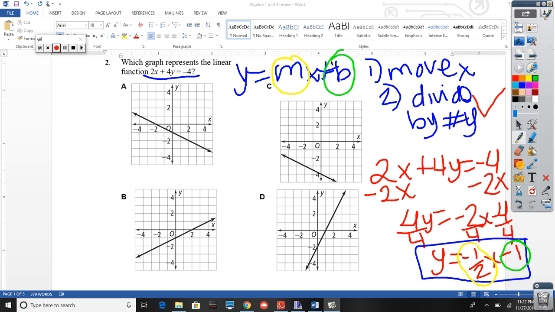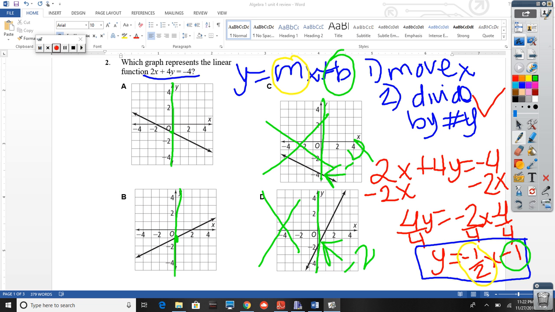Now I need to look at these graphs, and first I'm going to look at the green part. I need a dot on the y-axis that is on negative 1. I have two graphs that are doing that. This one's at negative 1 and this one's at negative 1. So this one right here is not my answer, because that is a negative 2 and that right there is a negative 4.